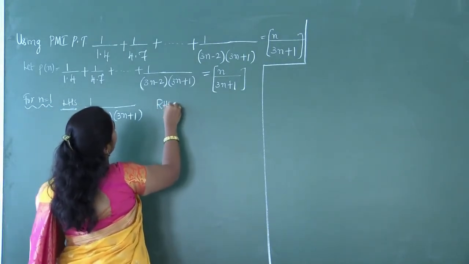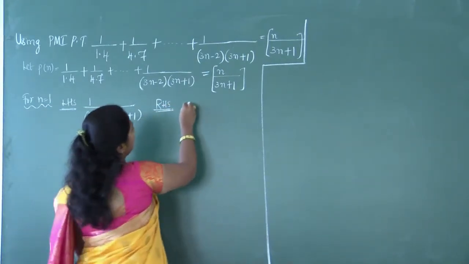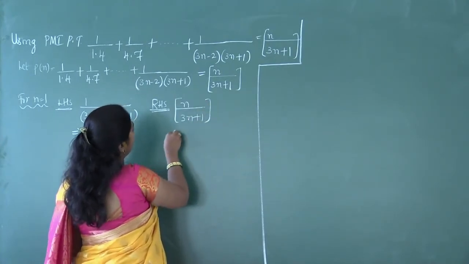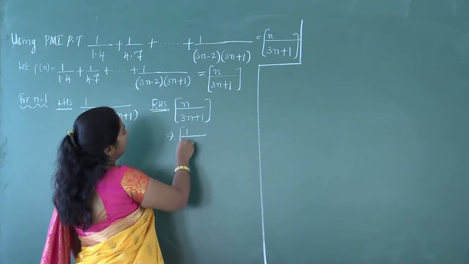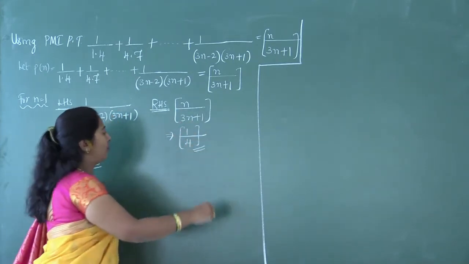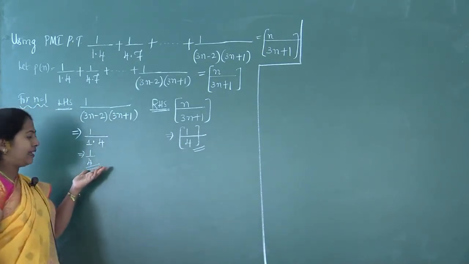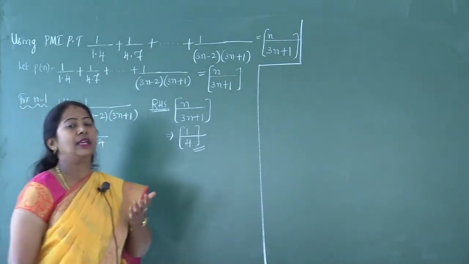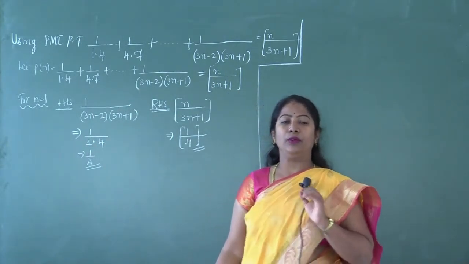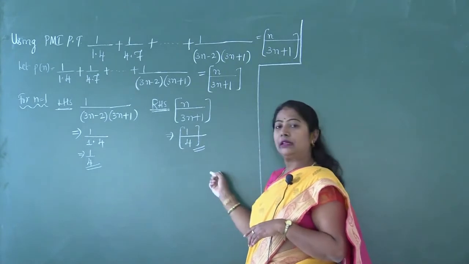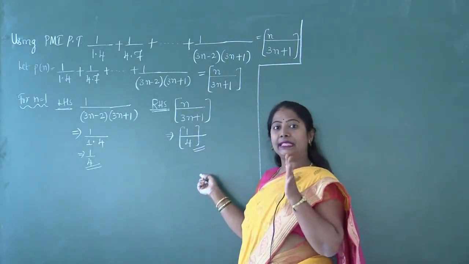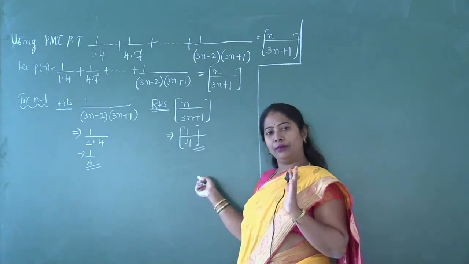Now consider RHS. What is RHS? N divided by 3n plus 1. In place of n you put 1. So numerator takes the value 1. 3 into 1, 3. 3 plus 1 is 4. When you check, LHS is equal to RHS. Therefore, the given statement is true for n equal to 1. You're supposed to write the conclusion here. There LHS is equal to RHS and hence the given statement is true for n equal to 1.